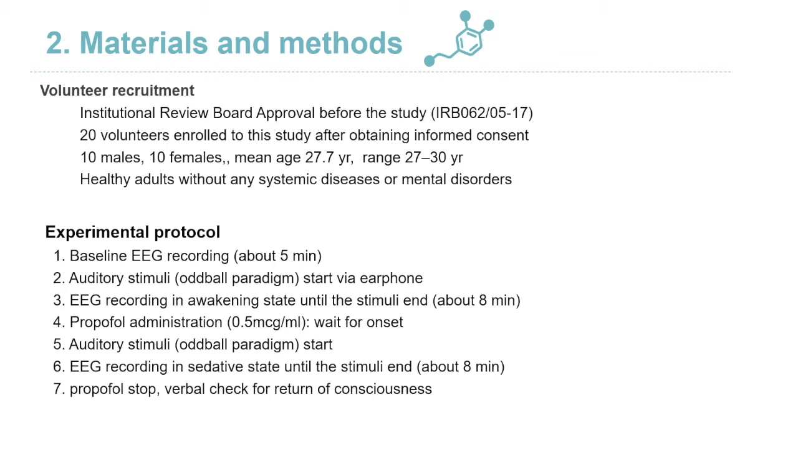Volunteers who had significant medical disease and laboratory abnormalities were excluded from the study. Each volunteer was instructed to fast for at least 8 hours before the experiment. The experimental protocol was as follows. First, baseline EEG was recorded for about 5 minutes. Two different auditory tone sequences were randomly delivered through the earphone for about 8 minutes.